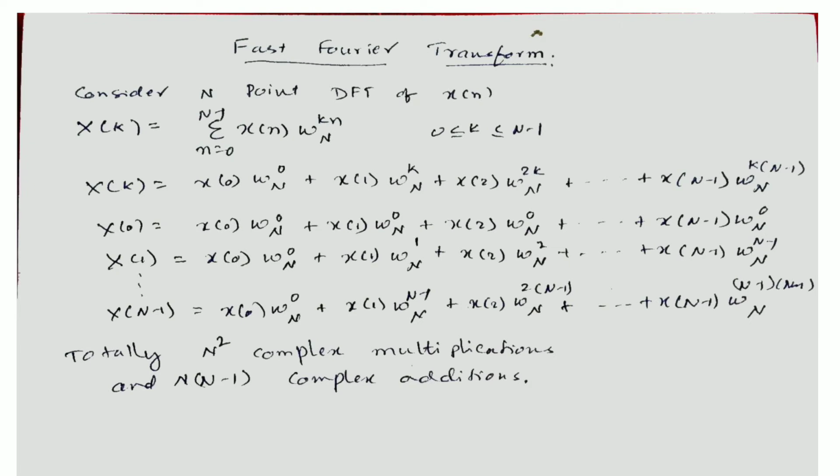As we all know, the N-point DFT of a sequence is given by X(k) equal to summation x(n) W_N power kn, with n equal to 0 to N minus 1 and k also varying between 0 to N minus 1. By expanding this equation, we get X(k) equal to x(0) W_N power 0 plus x(1) W_N power k plus x(2) W_N power 2k etc. up to x(N minus 1) W_N power k into (N minus 1).